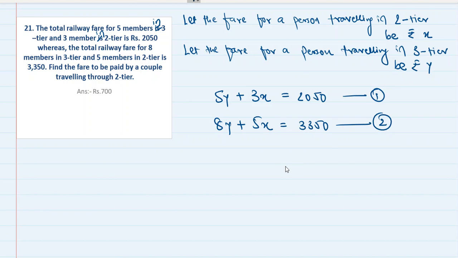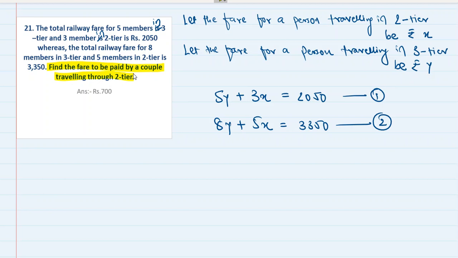Now what? Now simply because you've got equation number 1 and 2, you need to solve these equations and find the value of x and y. In fact, you just need the value of x, because the final statement, if you read carefully, says find the fare to be paid by a couple traveling through 2 tier. You understand? So that means you need to find the fare to be paid by a couple. That means you are concerned with x.